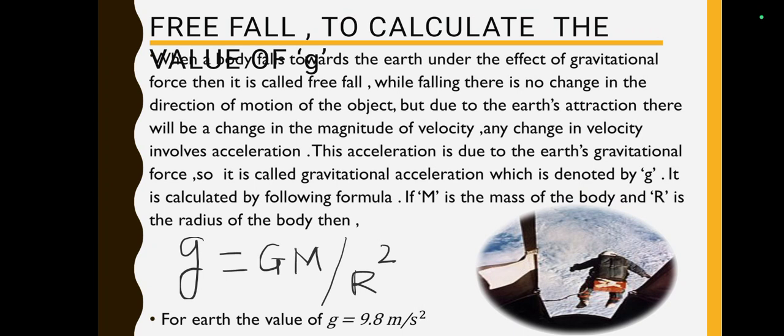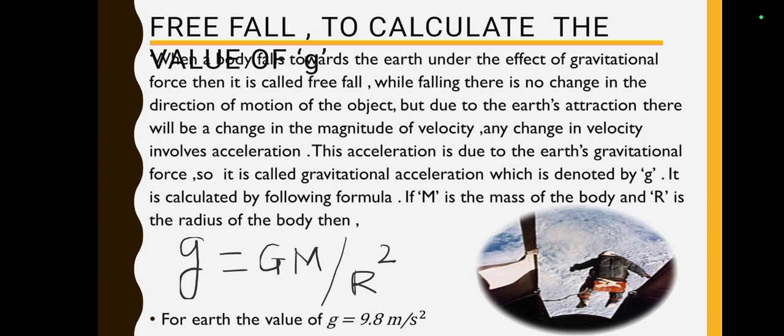How can we calculate it? If any object is near the surface of the earth, then the distance between the object and the earth is equal to the radius of the earth. So the d or the small r will be converted into the capital R. So small g equals GM upon R square.